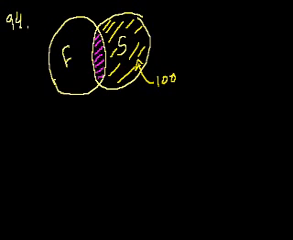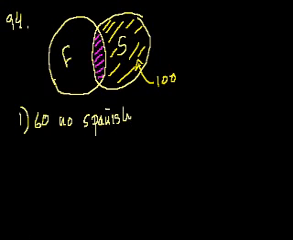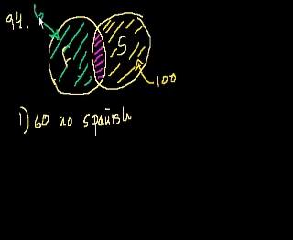So let's explore the statements. Statement number 1 tells us, of the 300 students, 60 do not study Spanish. So that's essentially telling us this area, not this, just this. That tells us how many study French only. That's 60. Still doesn't help us to know the intersection.